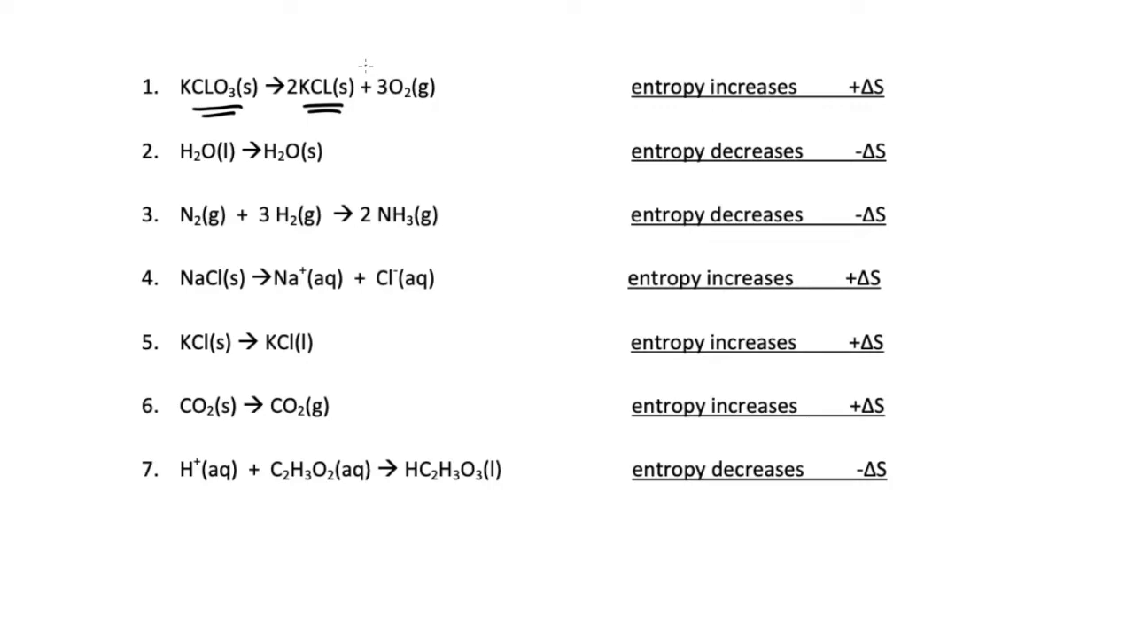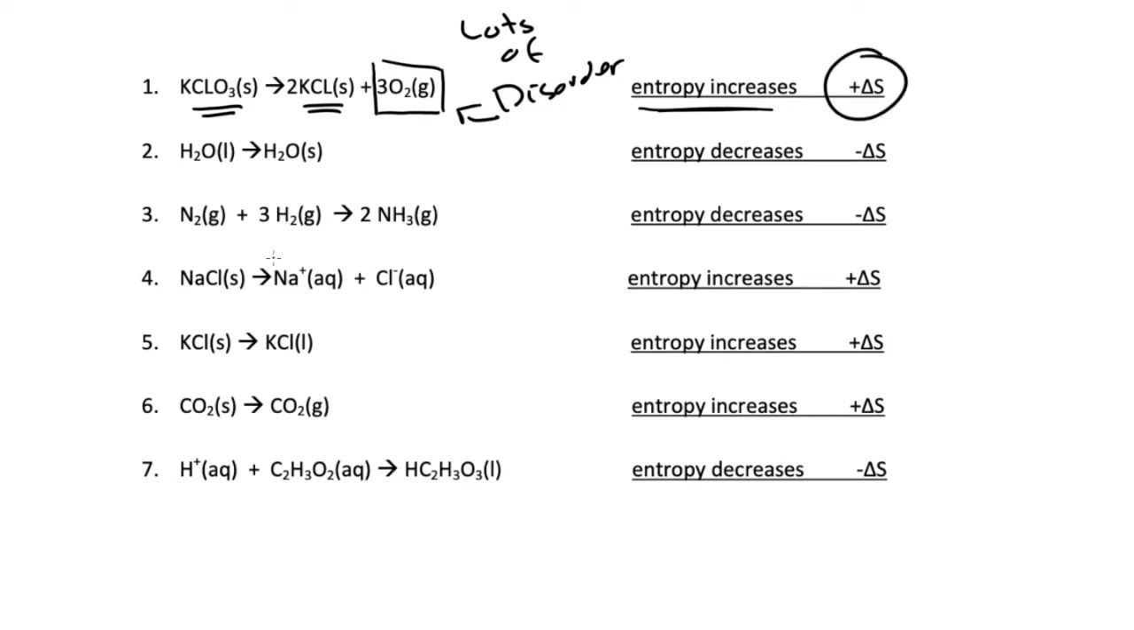But if you look over here, I've got a gas. I went from a solid over here, and now I've got a gas. And gases, we know, are very disordered. This is lots of disorder. So that's why for this one, the answer is delta S is going to increase. We're increasing the amount of disorder. So we put a positive delta S there.